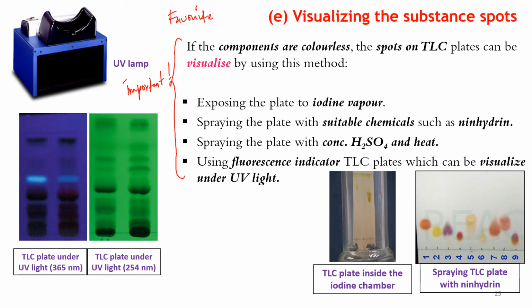Okay, then this is a method for visualizing the substance spots. We can use a UV lamp, so by using UV light you can see the spots appear. It's also delicate, this kind of thing. Then you can spray the TLC plate with ninhydrin. Then you put the TLC plate inside the iodine chamber. Then spray the plate with concentrated sulfuric acid and heat. And then a fluorescence indicator, which can be visualized under UV light. This is important, because sometimes spots are visible and sometimes they are not, so we have to use one of the methods I listed here.